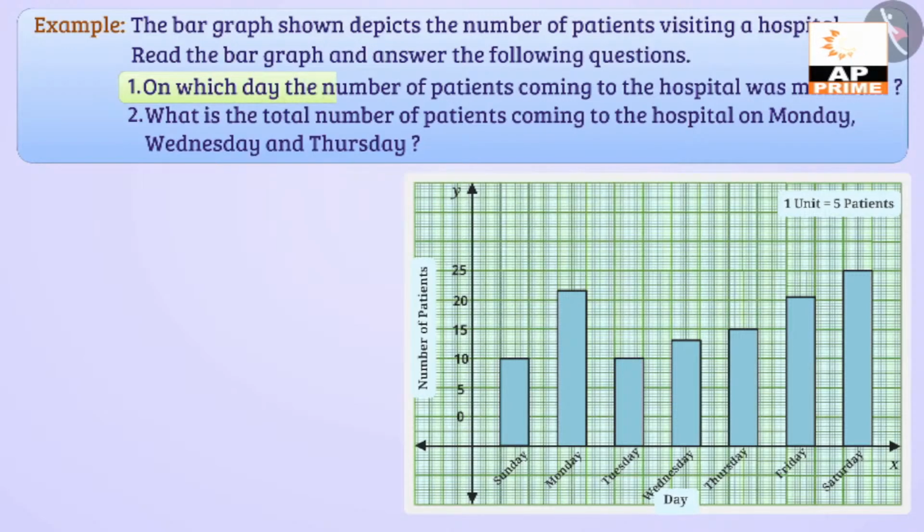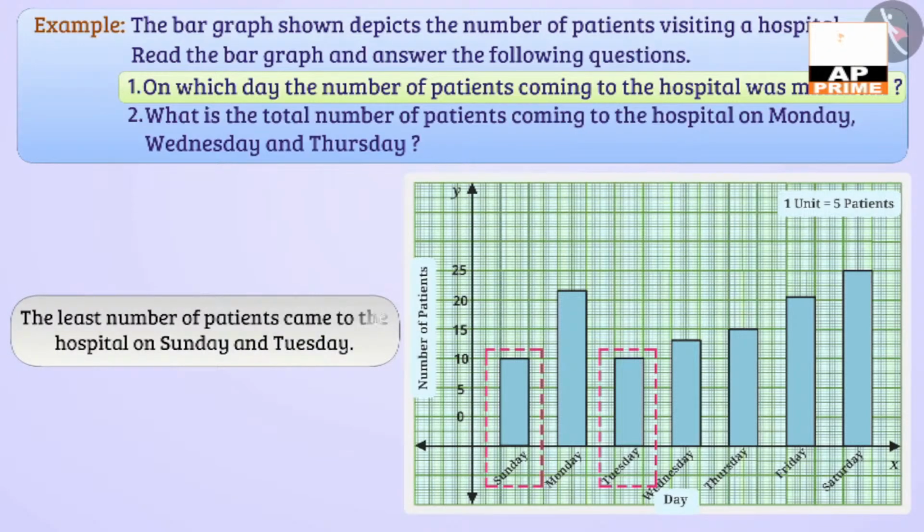On which day the number of patients coming to the hospital was minimum? The number of patients coming to the hospital on different days are indicated as the length of the bar in the graph. In this way, the bar which has the shortest length will give us the answer to this question. We see that length of bars showing the number of patients on Sunday and Tuesday is same and is smaller than length of all the bars. So we can say that the least number of patients come to the hospital on Sunday and Tuesday.